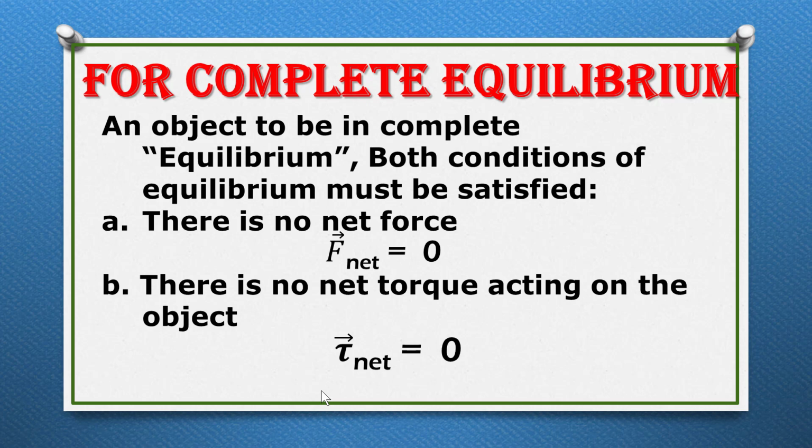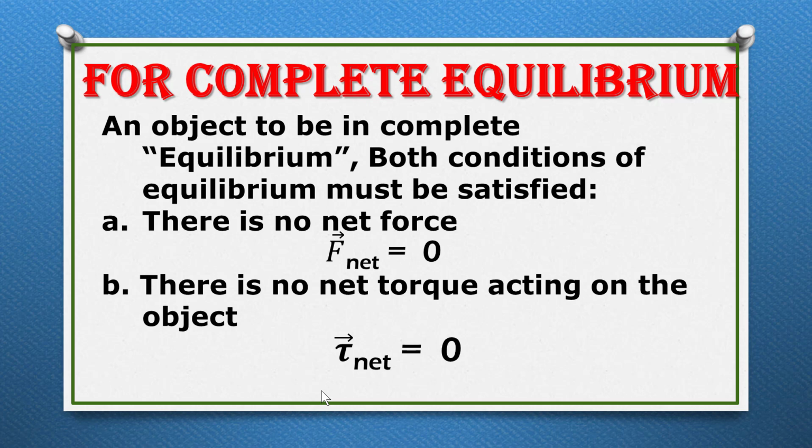For example, we have considered the example of a couple. In a couple, the sum of all the forces is 0, but still the object is rotating. Why is the object rotating? Because the sum of all the torques is not 0 in the case of a couple. So we will say that for a body to be in complete equilibrium, the first condition as well as the second condition must be satisfied. Without that the body cannot be in complete equilibrium.